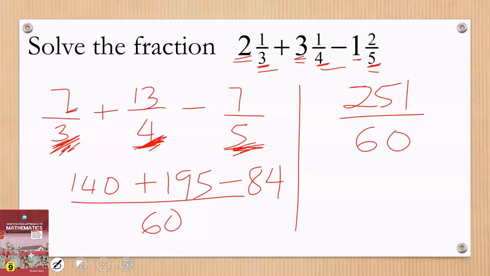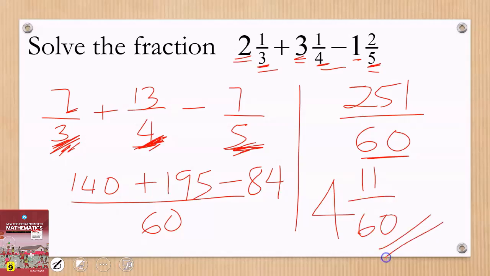So what we have to do rather is to ask ourselves how many times 60 can divide 251. I think that would be 4 times, because 4 times 60 is going to give me 240, right? 4 times 60 will be 240. So when I subtract 240 from 251, I have the difference of 11. So 11 over 60. So that should be the answer, right?